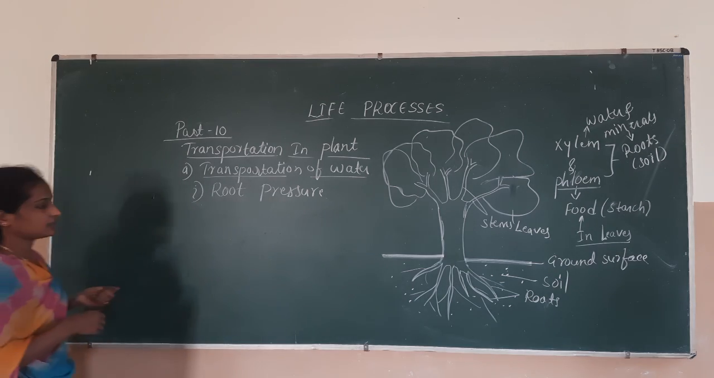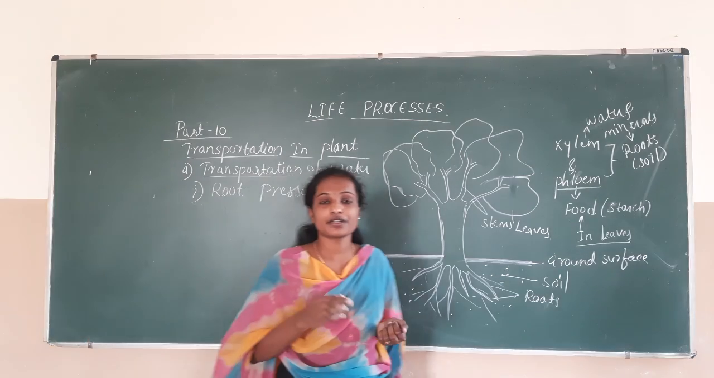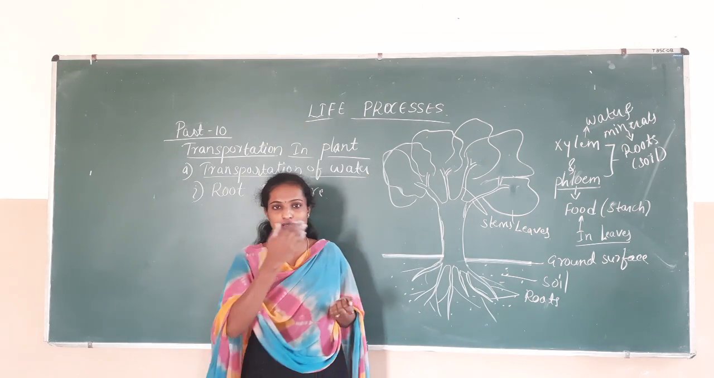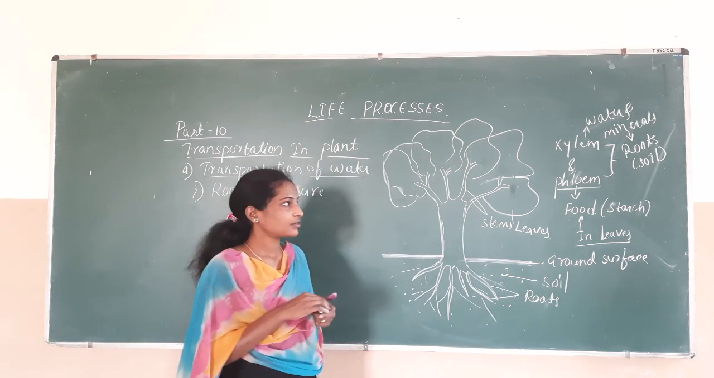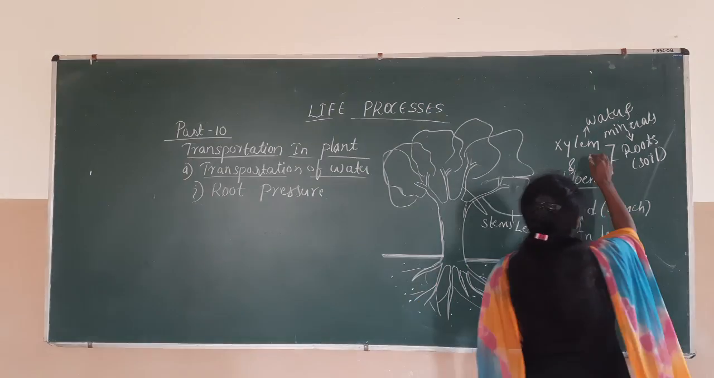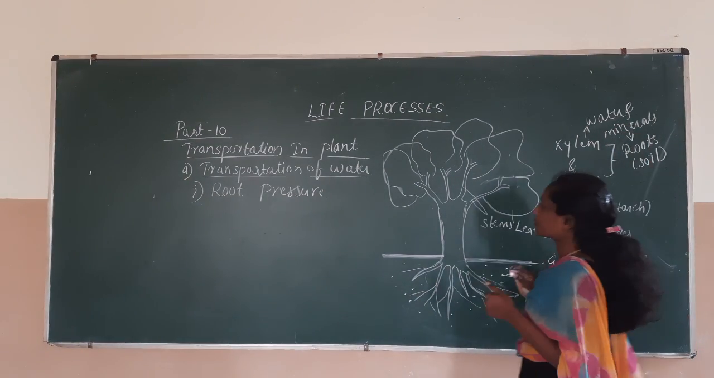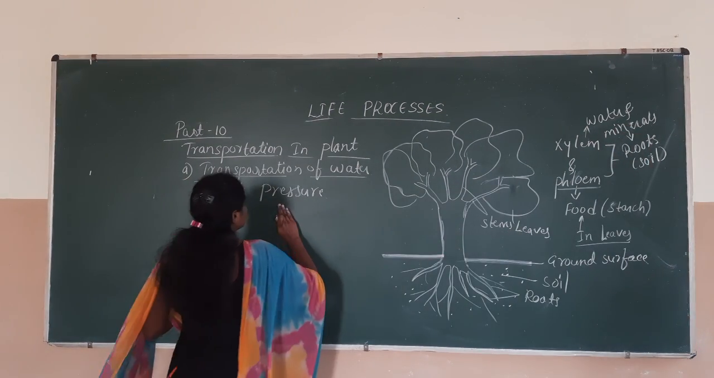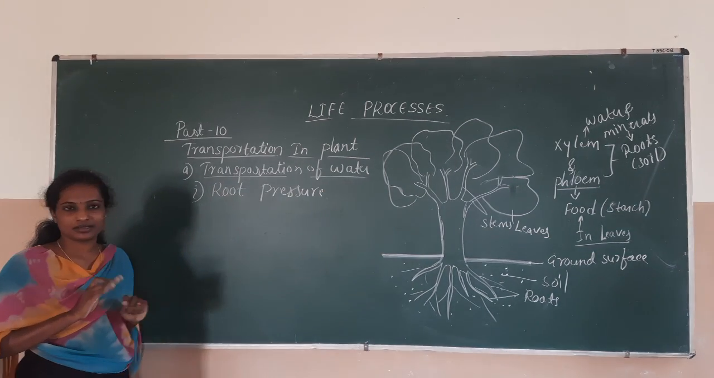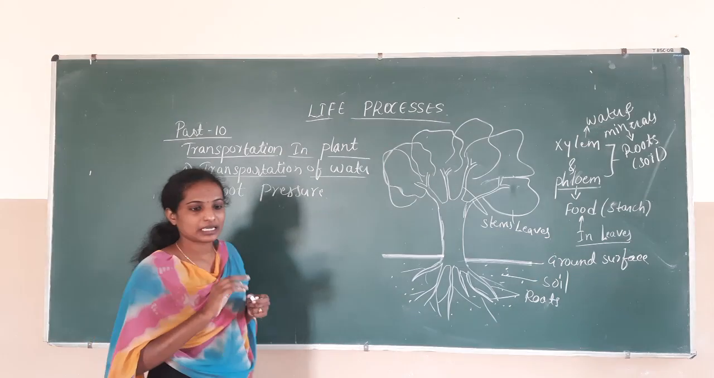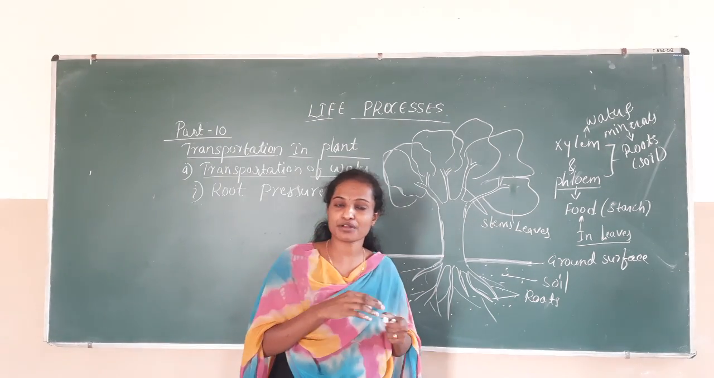In the 9th class we studied the different types of tissue in plants. There I mentioned xylem and phloem. As the xylem conducts water and minerals throughout the plant body, in the transportation of water we are going to discuss the water conducting tissue, xylem. Xylem tissue consists of different types of cells.